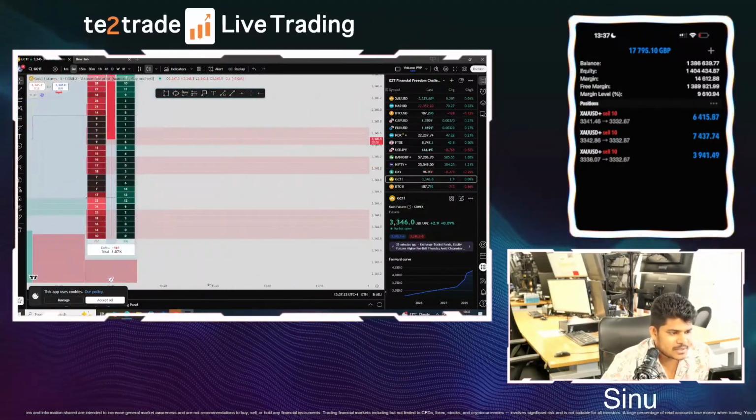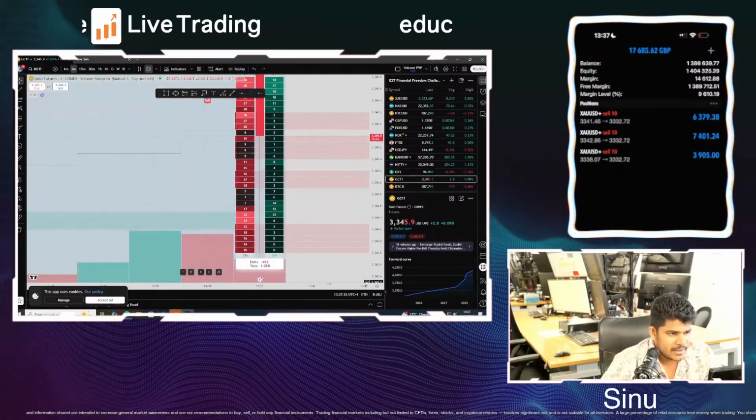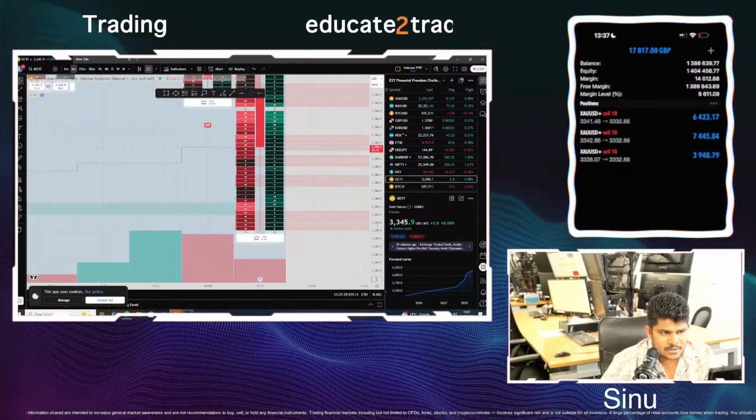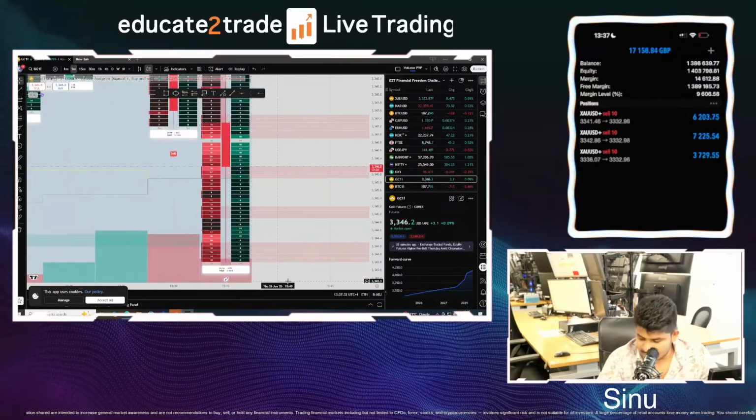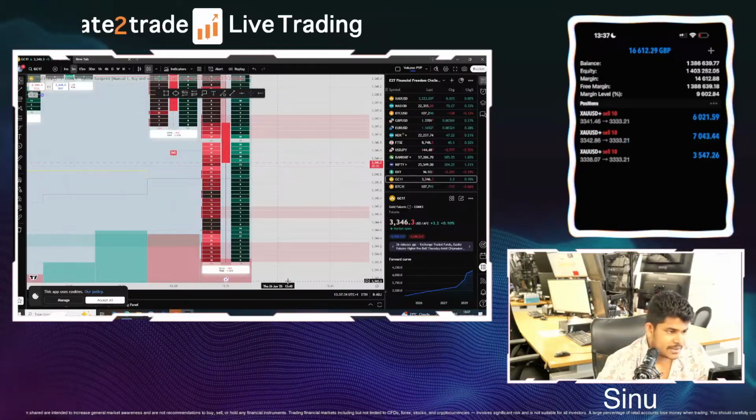I'll wait for a 5-minute closure. If I see either a delta divergence or a buyer's or a seller's trap, then I'll exit the position. Until and unless, let this trade run.